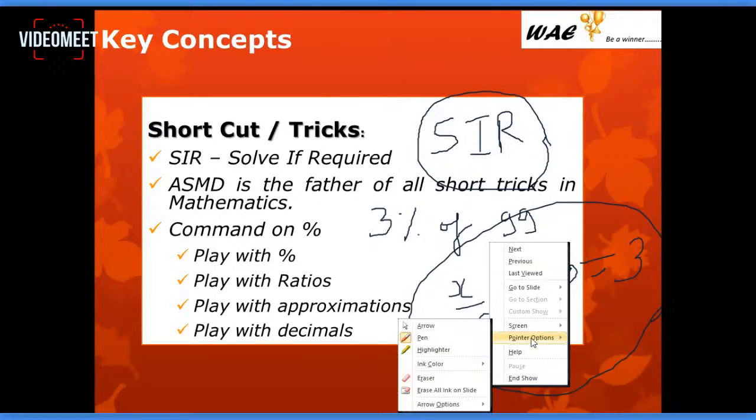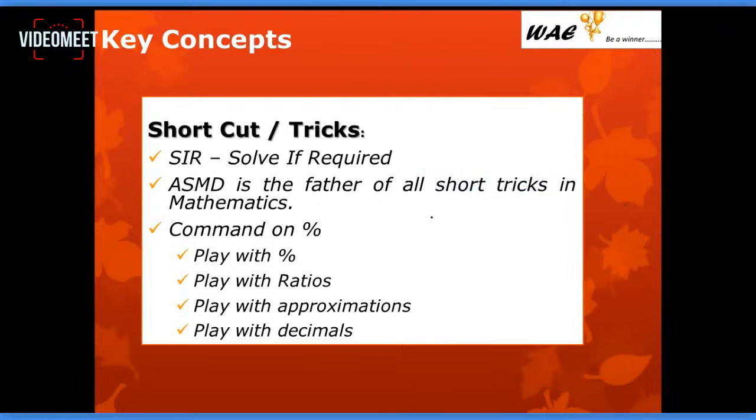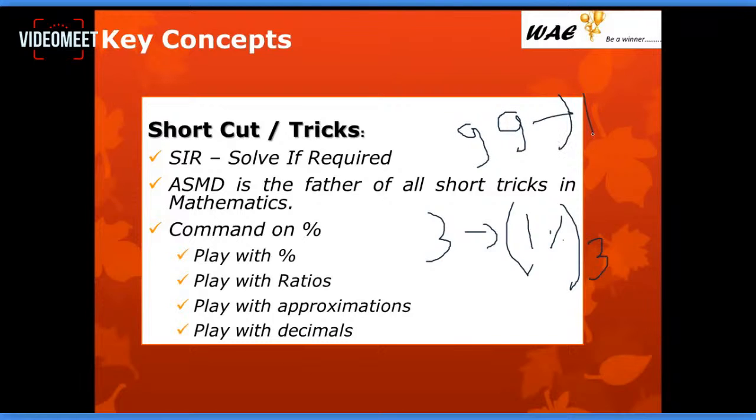So what should I do? How can I write this? I can write 3% as nothing but adding 1% three times, or multiply 1% by 3. So now also you should play with decimals. Now 99 is 100%. What is 1%? 1% is 0.99. You just need to add this 0.99 three times.